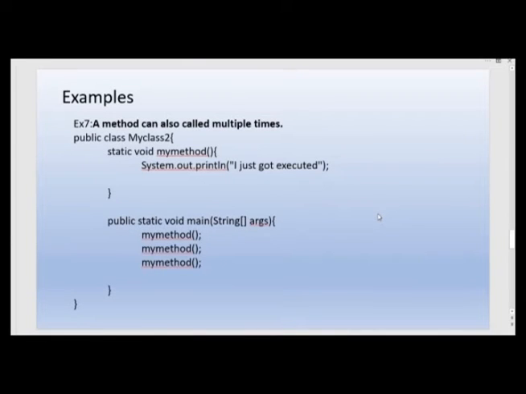This is the last section of methods. A method can also be called multiple times. When we create a method one time, we can call it multiple times. That is the benefit of using methods. Public class MyClass2. MyClass2 is the name of the class, and inside the class there is the main method.